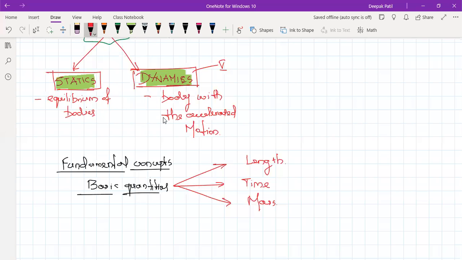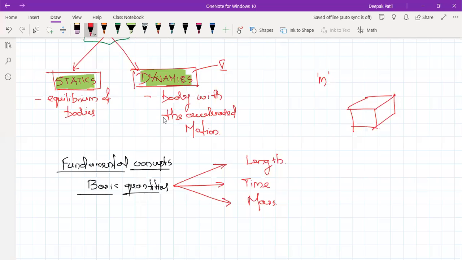For example, if I just want to give you some idea, this is a cube. Once you are able to define the unit of length, say meters, then you can easily define the geometrical properties of this cube.